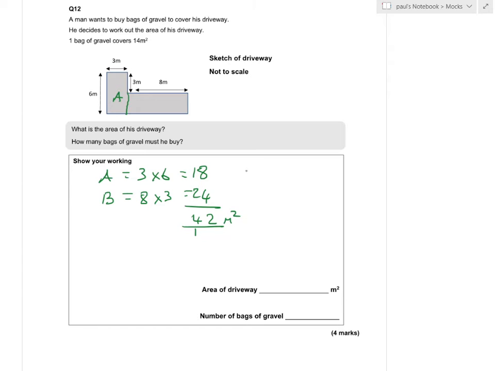Now the bags of gravel cover 14, so 14 divided into 42 makes 3. So we've got area of the driveway is 42 meters squared and the bags of gravel needed is 3.